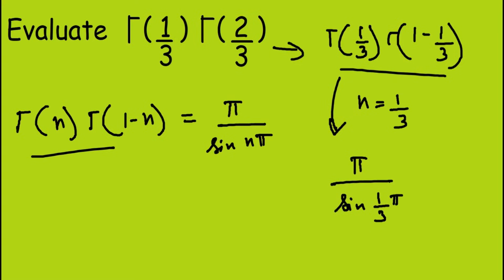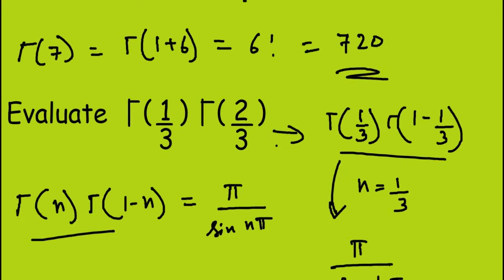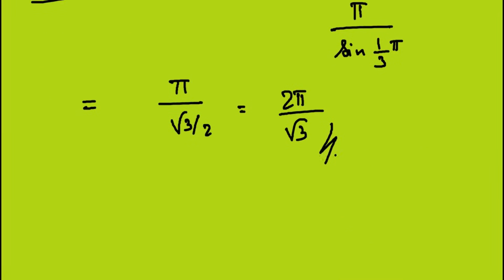So what will this be equal to? This will be equal to pi divided by sin pi by 3. Sin pi by 3 is root 3 by 2. So this is equal to 2 pi by root 3. This is what we have. So this expression is equal to 2 pi by root 3.